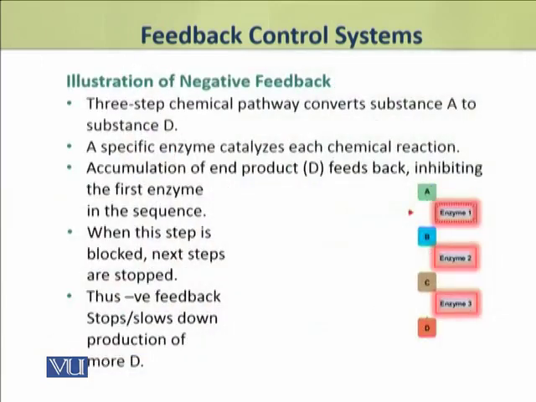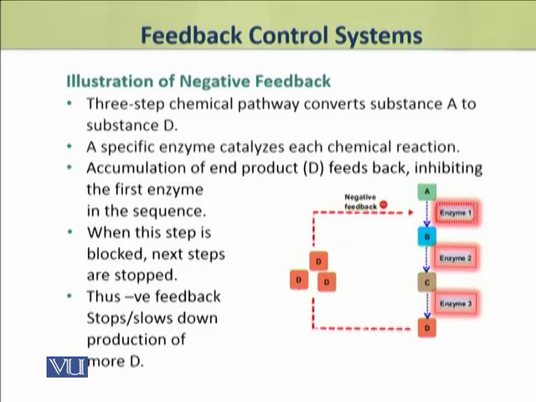Dear students, now we shall illustrate the mechanism of negative feedback. We shall take an example of a three-step chemical pathway that converts substance A to substance D. Every step of this chemical reaction is catalyzed by a specific enzyme. The accumulation of end product D feeds back negatively, which results in the inhibition of the first enzyme in this sequence. When this first step is blocked, next steps are automatically blocked. Thus, negative feedback stops or slows down the production of more substance D.